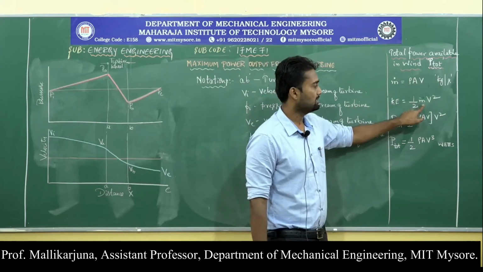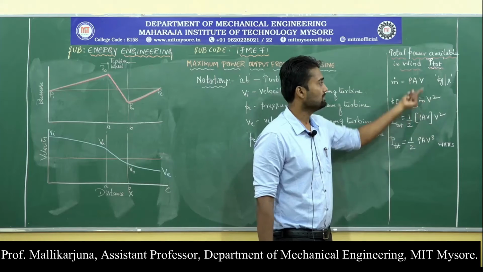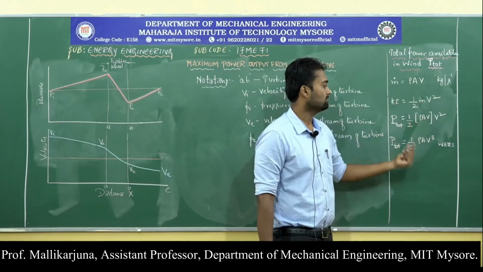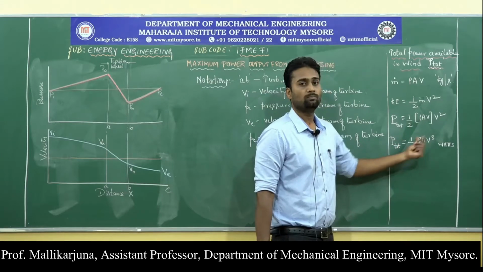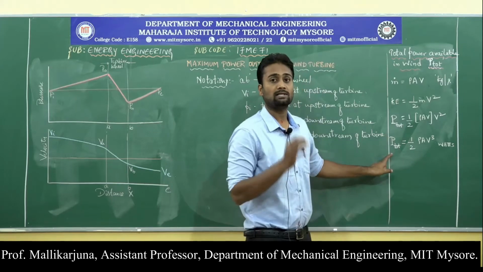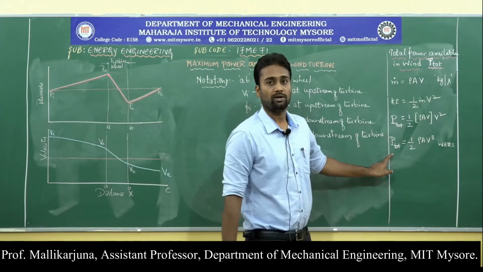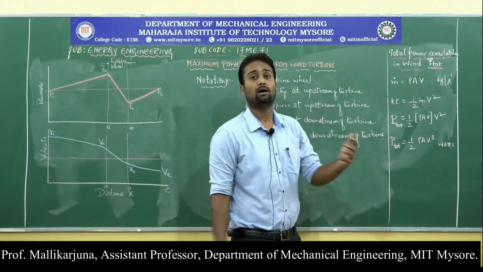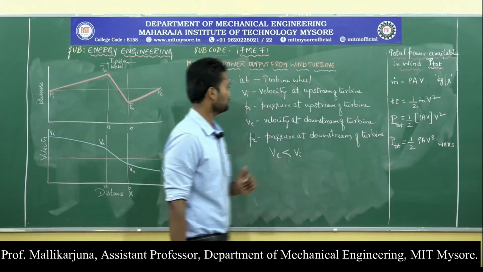So, now I am replacing m by m dot, where m dot is rho A V. Finally this equation becomes rho A V cube divided by 2. So, this is the actual power that is available in the wind. This is the base for us in order to look into the maximum power output from the turbine.